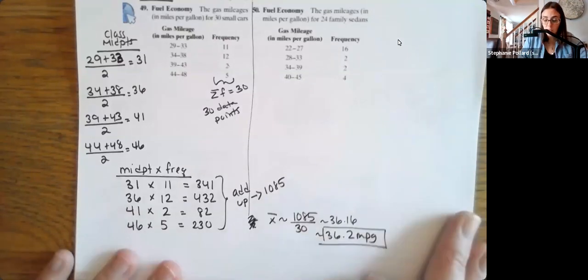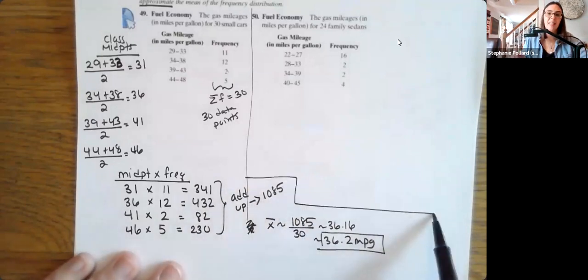Now, what I would encourage you to do is pause the video at this point and see if you can do the second one. The second one is the same exact kind of problem. You're going to go ahead and find your class midpoints and then use those to help approximate the mean. So when you're ready, give it a try and then start the video up again.